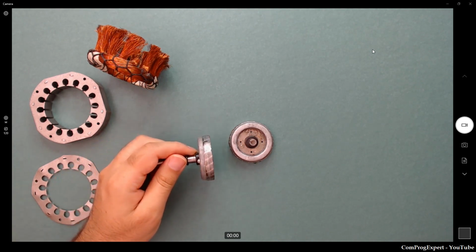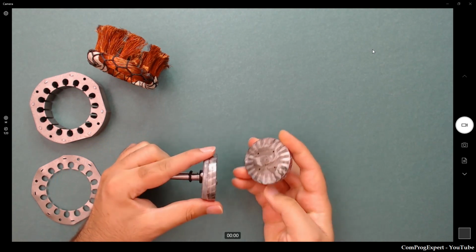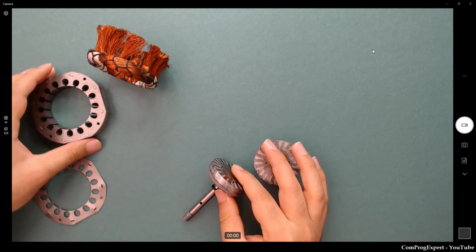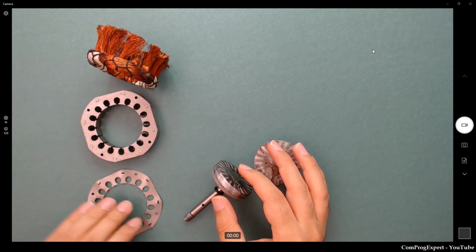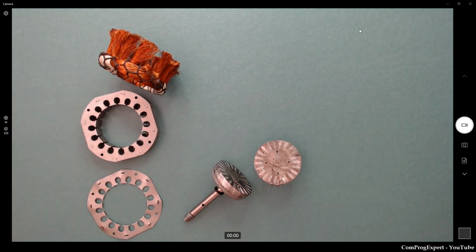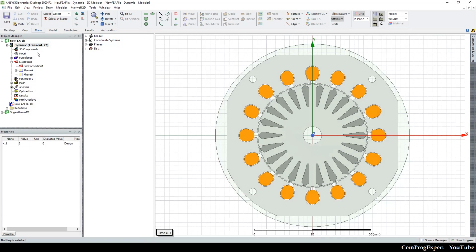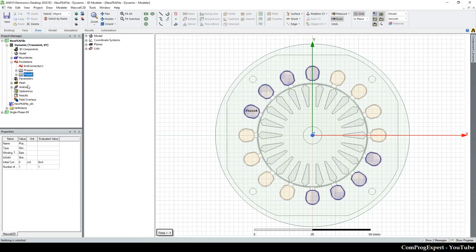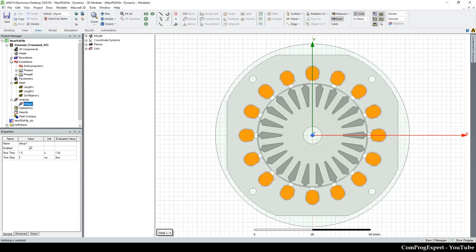So here you can see the rotor of our case study motor, and this is the stator core, stator lamination, and the winding. So here you can see the model, and we defined the end connection, phase A, phase B, and we defined the analysis setup. So now I should define the motion band.